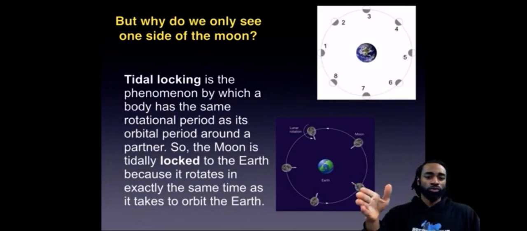It's another one of those strange coincidences, much like this whole the moon is tidally locked to Earth because it rotates in exactly the same time as it takes to orbit the Earth. Okay? So it's perfect motion, perfect distance, perfect speed. Huge coincidence in my opinion. But okay, the answer to why we only see one side, tidal locking. So that's the first component.